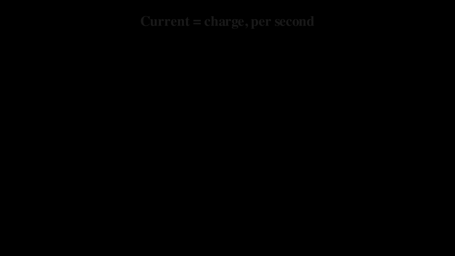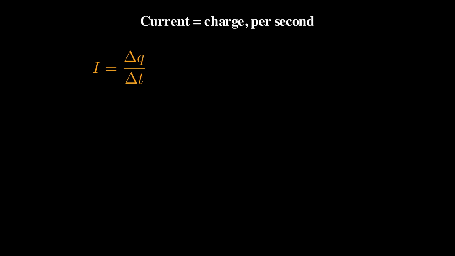Let's pin current down. Current, symbol I, is the amount of charge flowing past a point each second. The change in charge divided by the change in time. Its unit, the ampere, is simply 1 coulomb of charge every second. That's the whole definition, and it's in your data booklet.